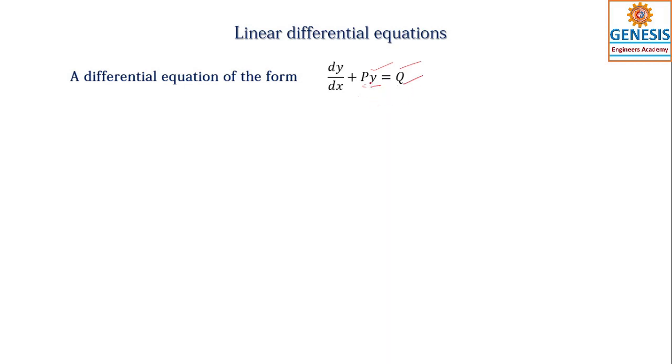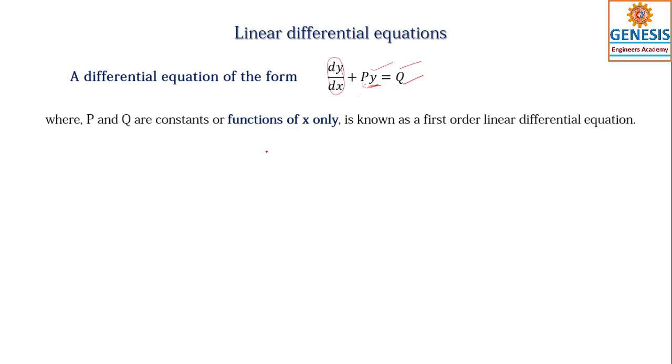If there is a y term, the other two terms must be in terms of x only. If there is a z term, you cannot solve this one. Okay? Since it is linear, it means a single derivative, that is the first derivative. Where p and q are functions of x only, it is known as a first order linear differential equation.